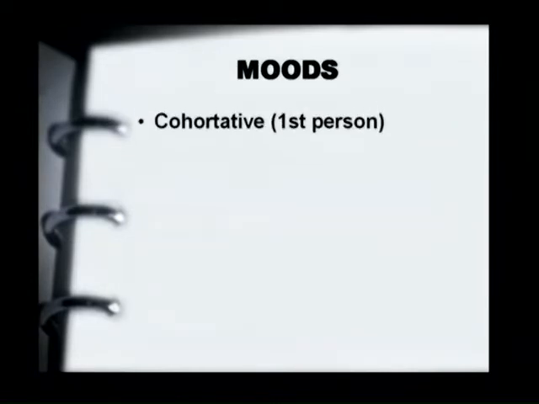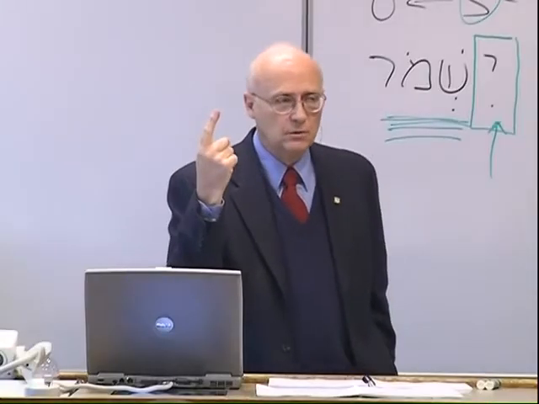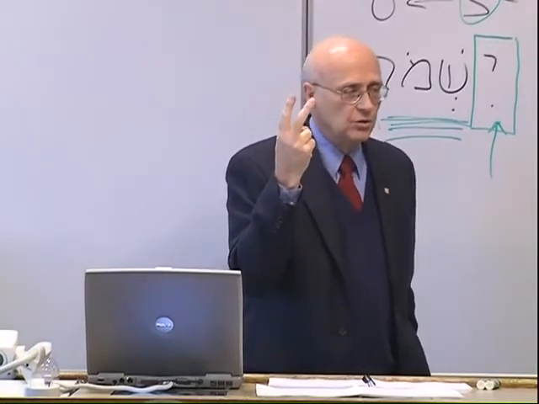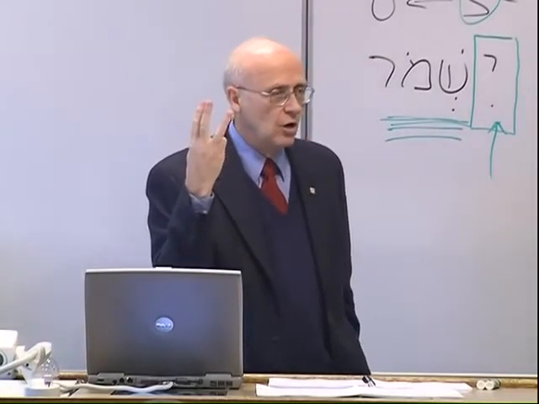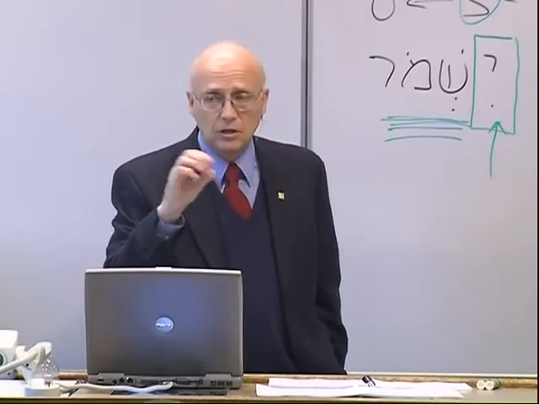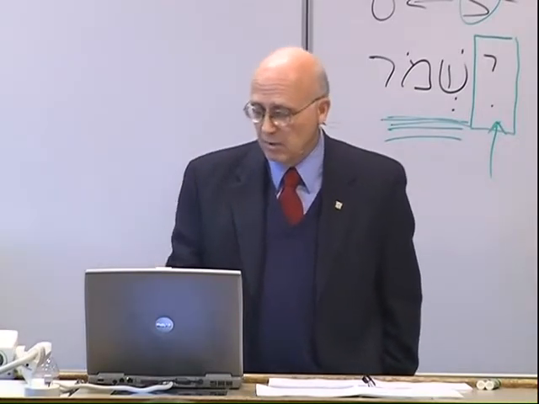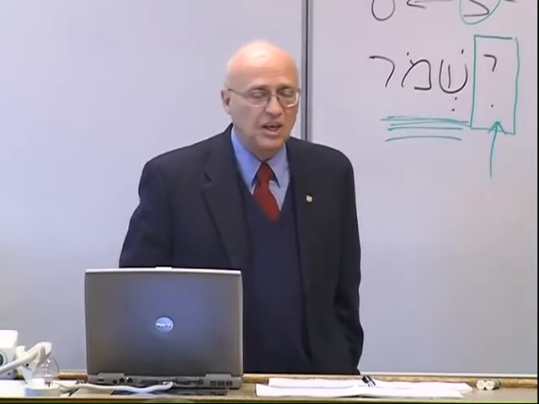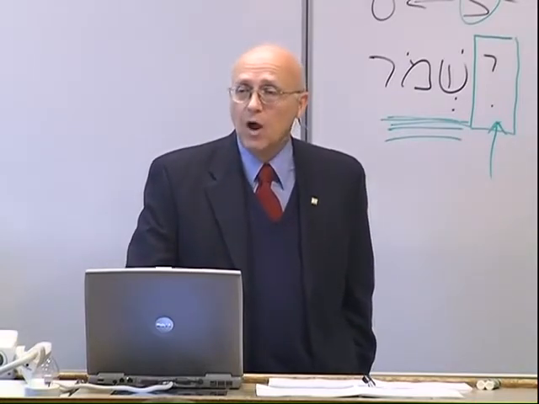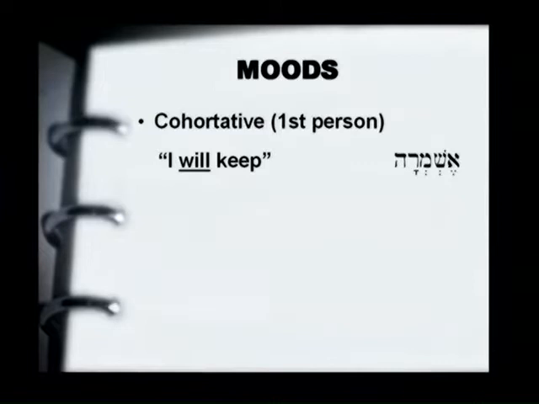Moods. When we talk about moods, we've got three moods to talk about: cohortative, imperative, and jussive. And therefore three different persons. Cohortative is always first person. The imperative is always second person. And the jussive is always third person. It can be singular or plural, but it's got to be that person. So the cohortative is the first person, I will keep: eshmerah. Notice the paragogic he that is used.